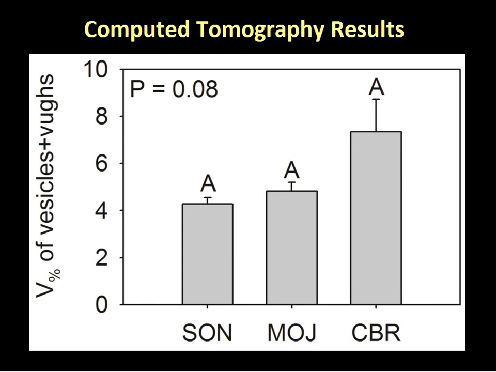In addition to looking at the databases, I also went out and collected samples from the Sonoran, Mojave, and Central Basin and Range deserts. With the samples that I collected, I used the CT scanning procedure. Here's a graphic showing the percentage of the sample volume that's occupied by vesicles and bugs. Here this is showing them together. Just like we saw with the database, there was a greater percentage of vesicles and bugs in the soils from the Central Basin and Range compared to the Sonoran and Mojave deserts.